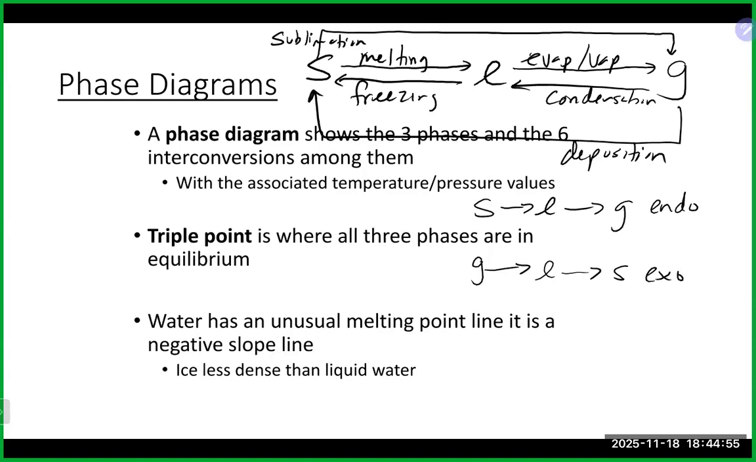So when we look at a phase diagram, it has the associated temperature and pressure. You will find on the phase diagram a point which is referred to as the triple point, and that is the point where you have all three phases occurring at the same time. It is the temperature and pressure combination you would need to get all three of them to show up at the same time for that particular substance. Water has an unusual melting point line. It has a negative slope. And that's part of the reason why ice is less dense than liquid water.